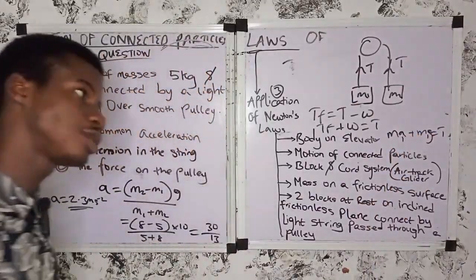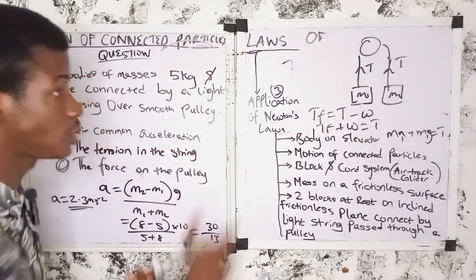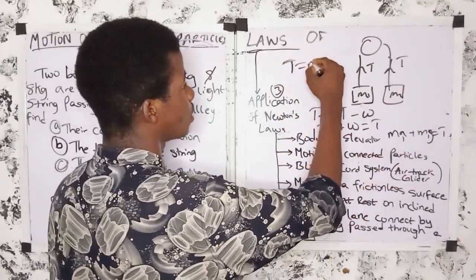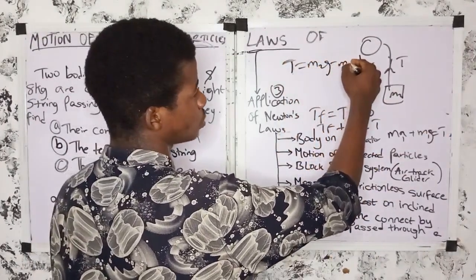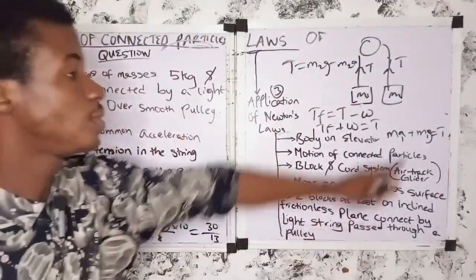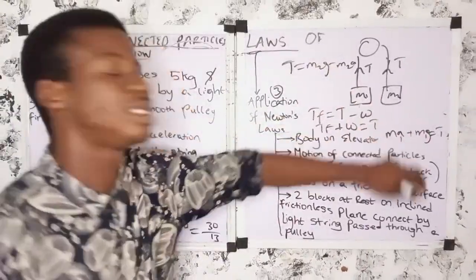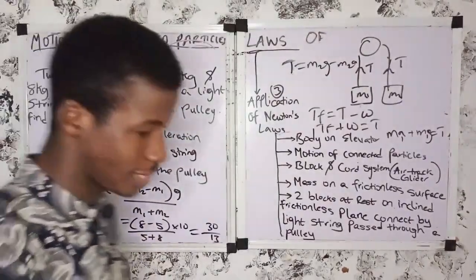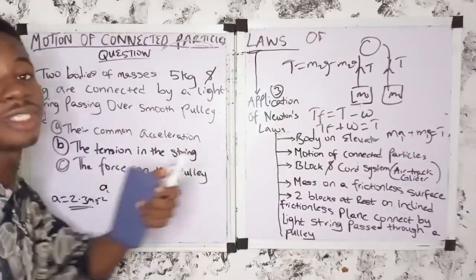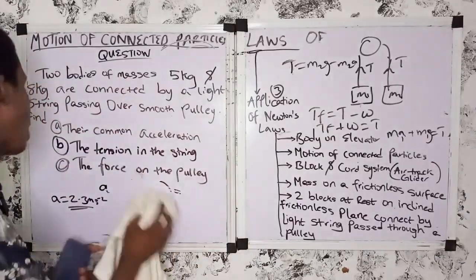So tension is equal to M1A plus M1G. On the other side, the tension is equal to M2G minus M2A. You can use any of these; if we use either of them, we'll still arrive at the same answer. That should tell you that the tension acting on M1 and M2 are equal.